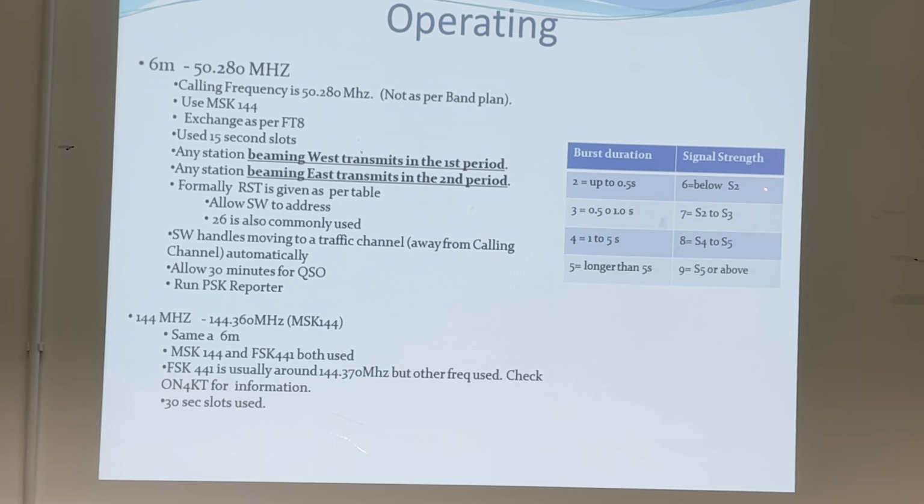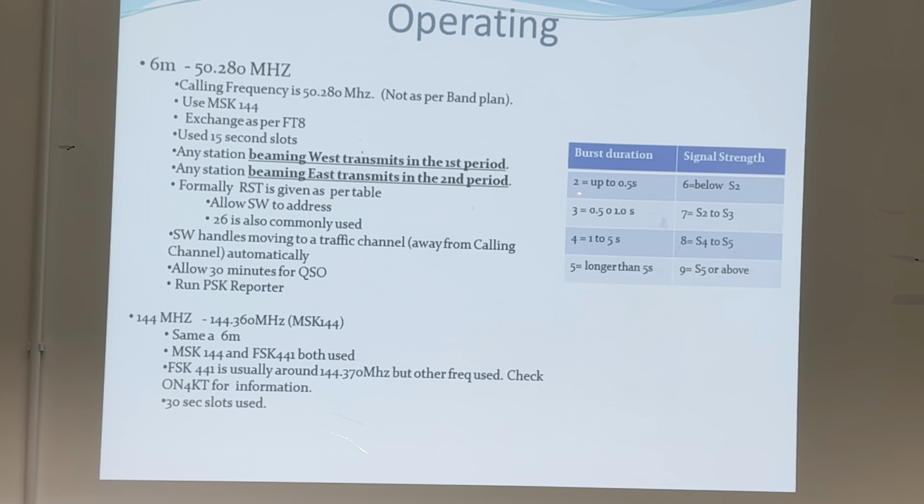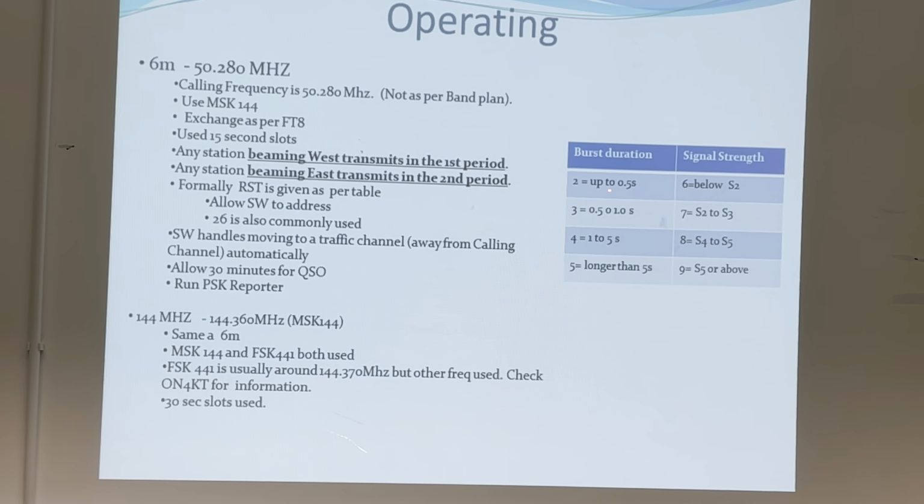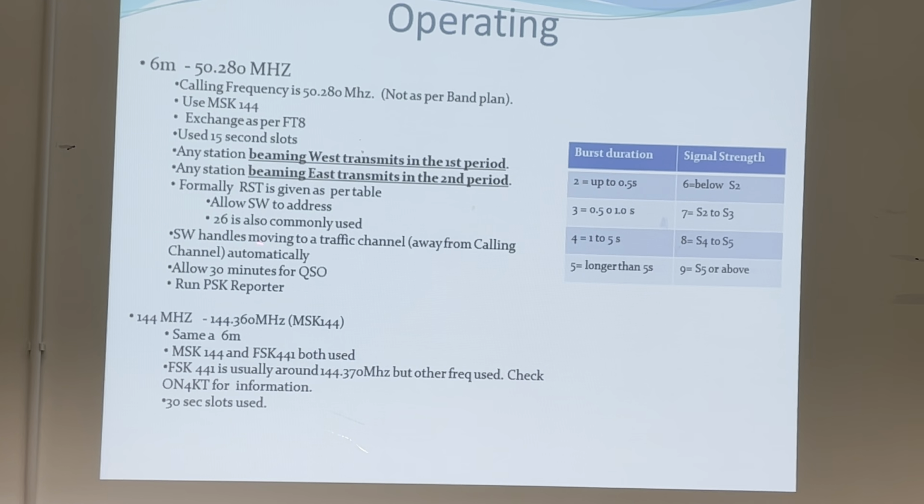And then these are the signal strengths. So if it's 6, if it's below S2, S3, S5, all the way up. So if you look, 26 would be a burst of up to half a second and an S2. I don't think anybody uses that anymore. The only things I get are basically what the software's telling me. And then if I am trying to use FSK441, I just put 26 in.